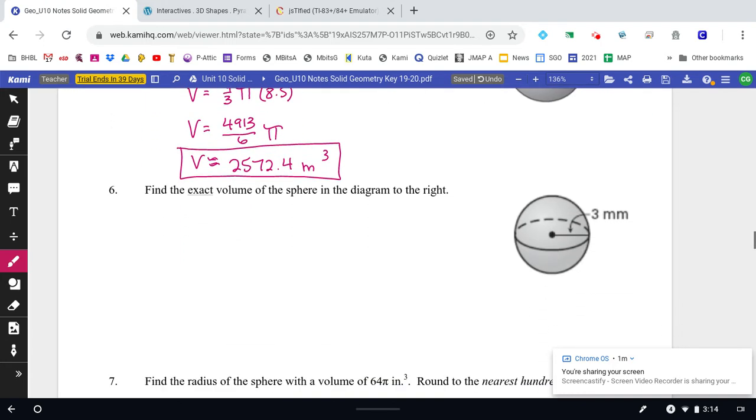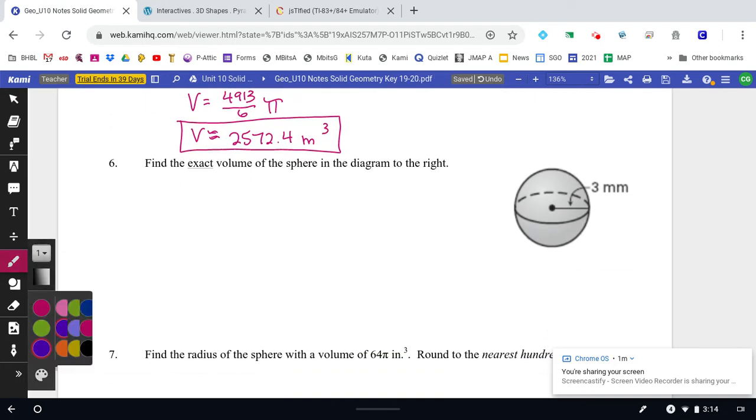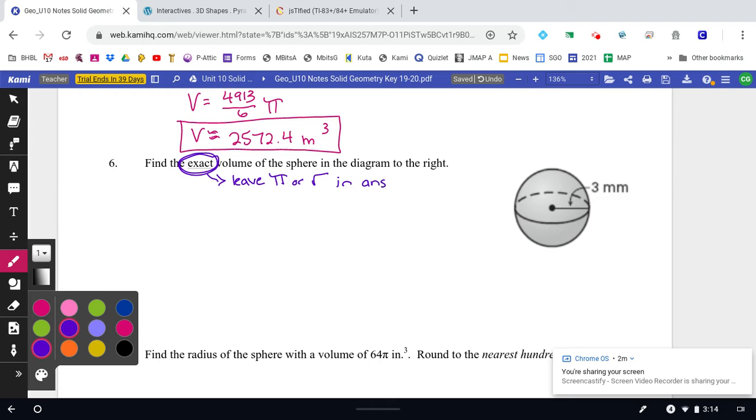All right, now number 6. Number 6 is a different kind of direction to it. It says right here, exact volume. So when there's an exact volume, we want to leave something like pi or a radical in the answer. In this case, since it's a sphere, we know it's going to be pi. So volume equals 4/3 times pi r cubed.